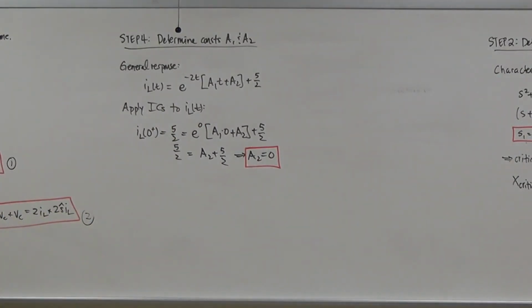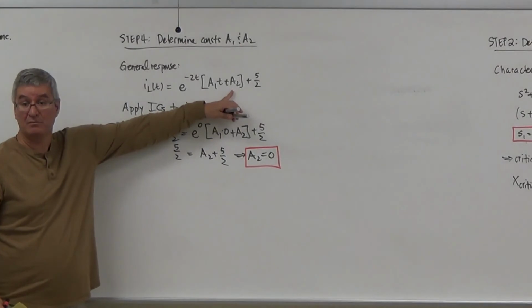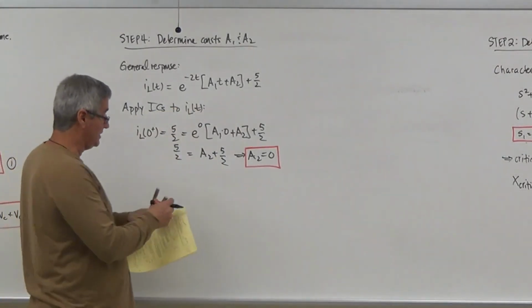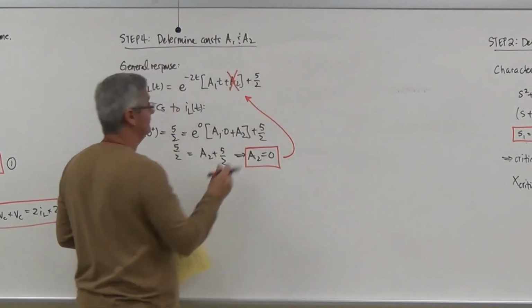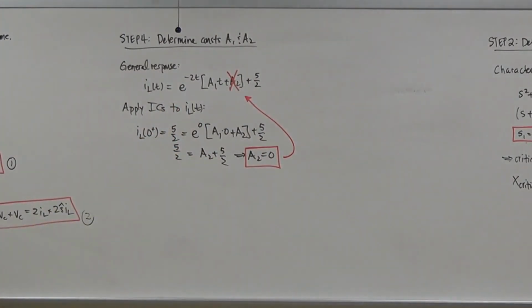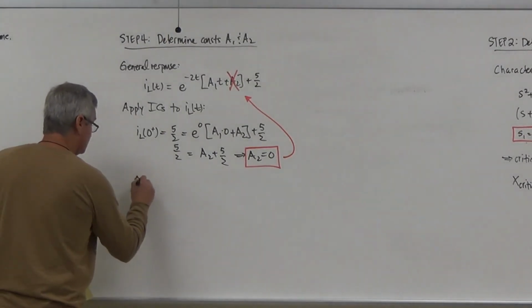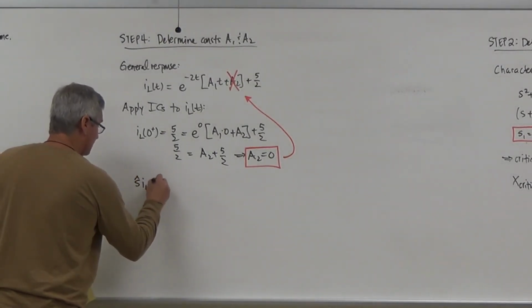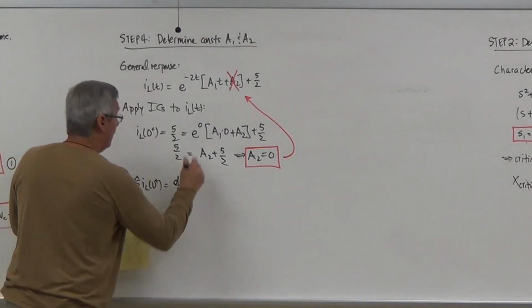Okay? A2 is 0. So I can immediately come in here and kill off that term. Right? So this comes in here. This guy tells me that this term is gone. So now, what do I do? I take the derivative of my general response. So now I have iL of 0 plus. So that means I've got to take the derivative of this term here.